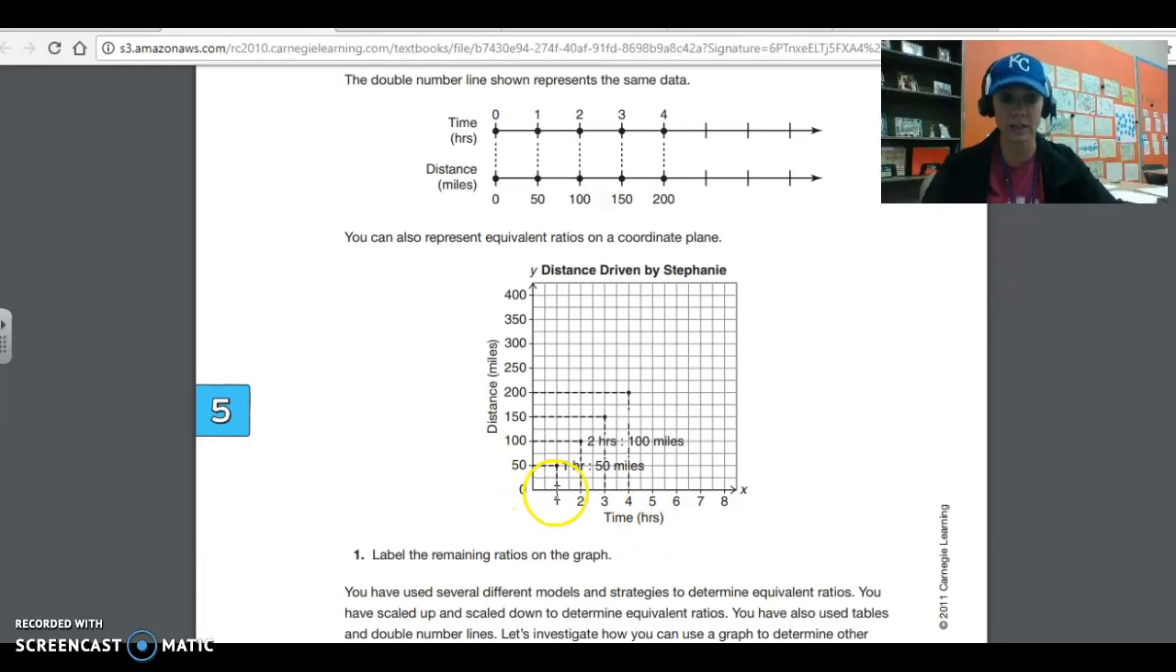The x-axis is split up into 1 hour increments. Every 2 lines on the graph equals another hour. So you have 1 hour, 2 hours, 3 hours, 4, and so on. The y-axis is labeled in intervals of 50 for 50 miles. You have 50 miles, 100, 150, 200, and as you can see, and so on.